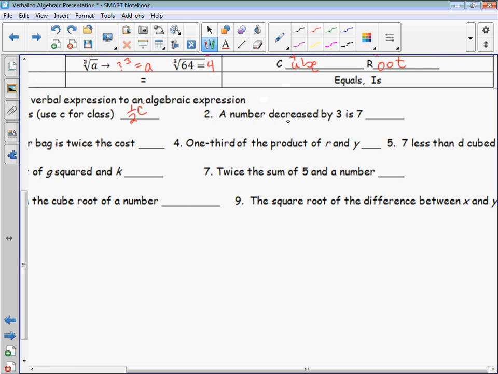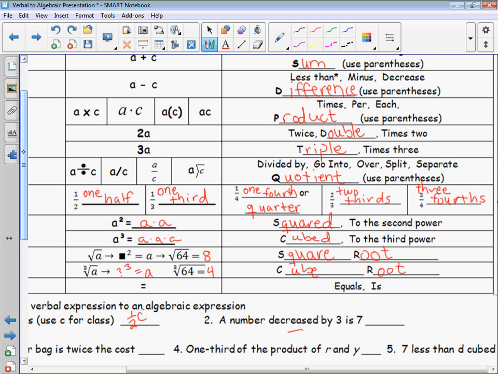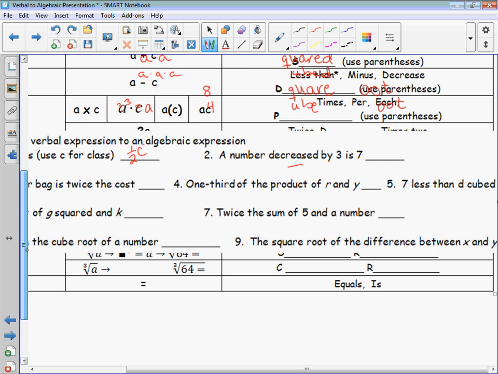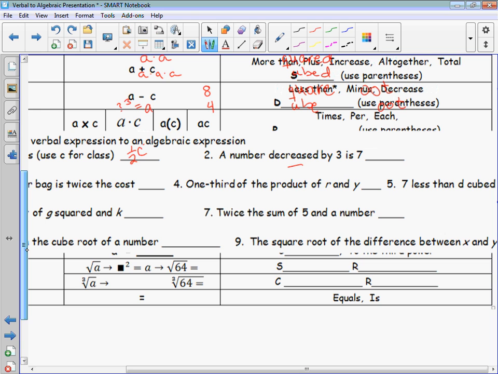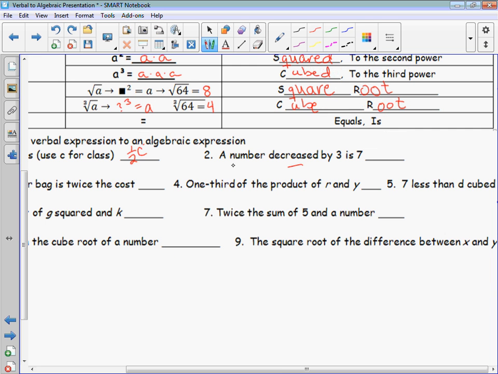A number decreased by 3 is 7. Do we see a word there? Let me know. What word do we know in here? Decrease. Decrease is in there. What does decrease mean? Minus, right? We see that in our chart. Right, there's decreased. What about anything else? Did they say what number? They say a number. Do they tell us what number? Do you know what the number is? So what are we going to use?